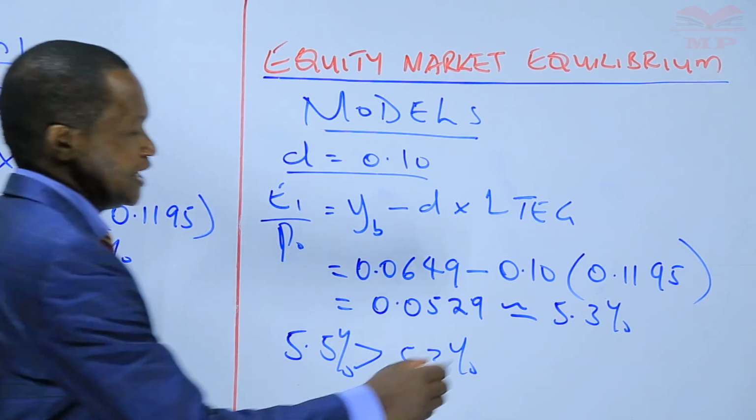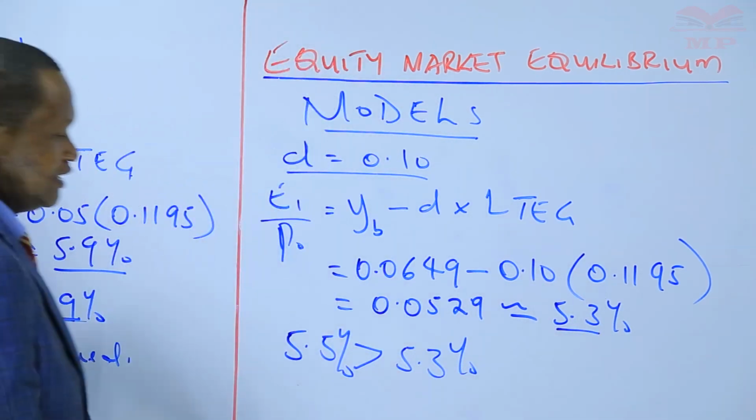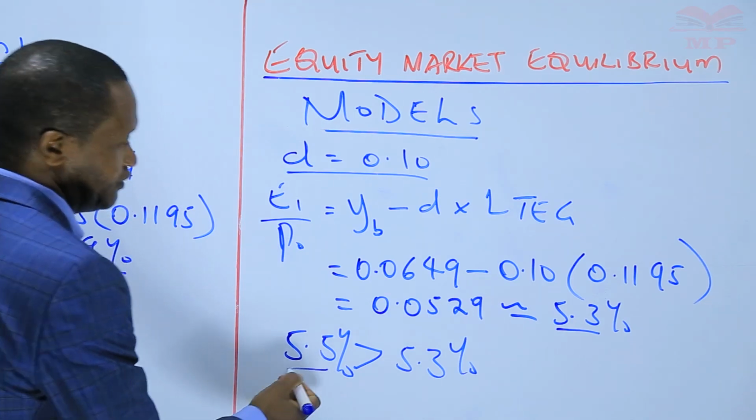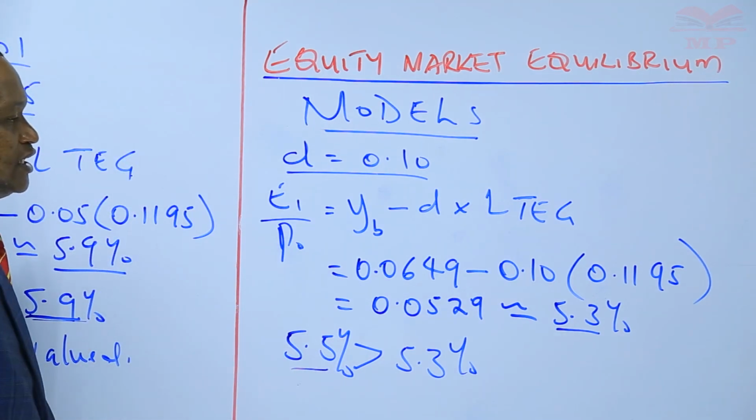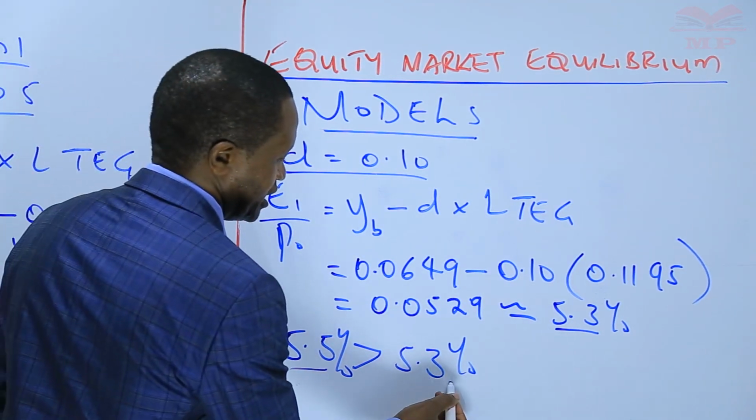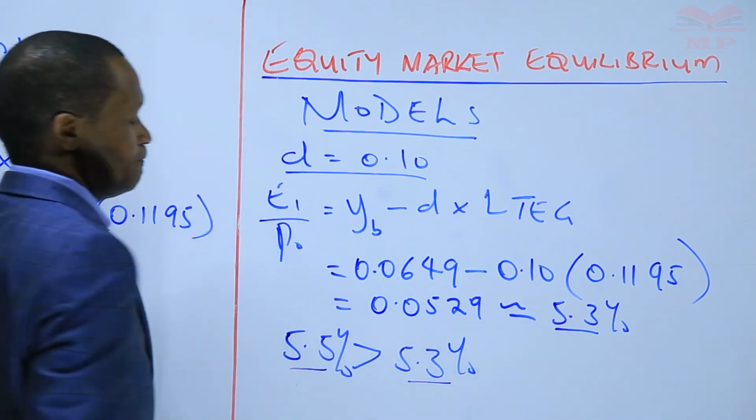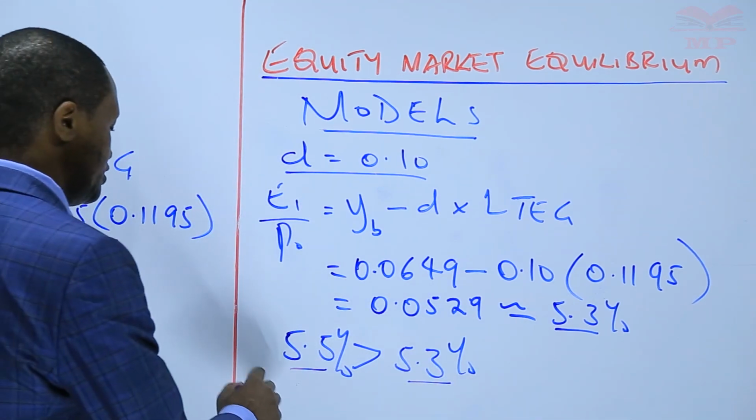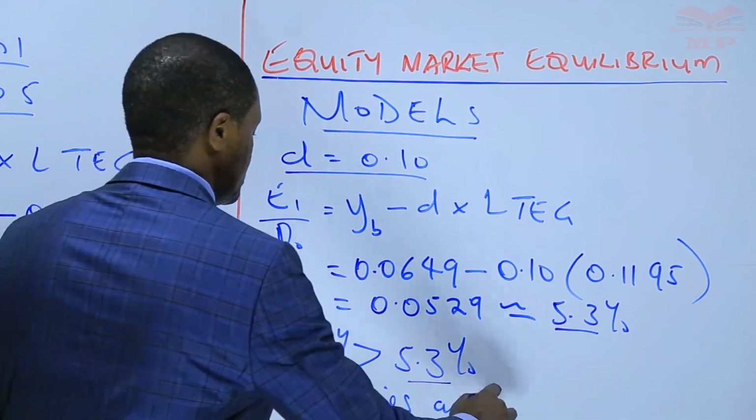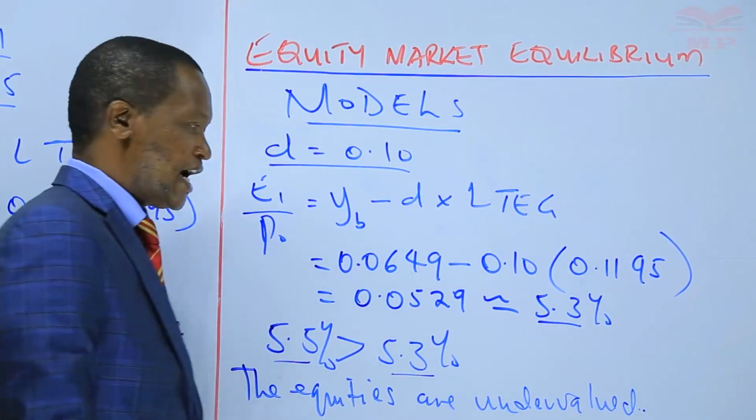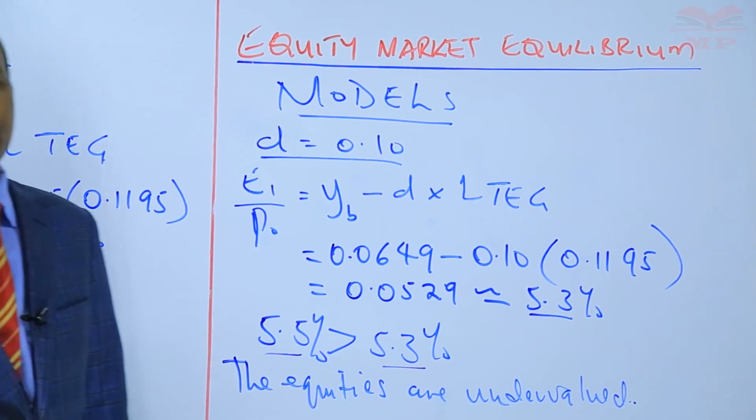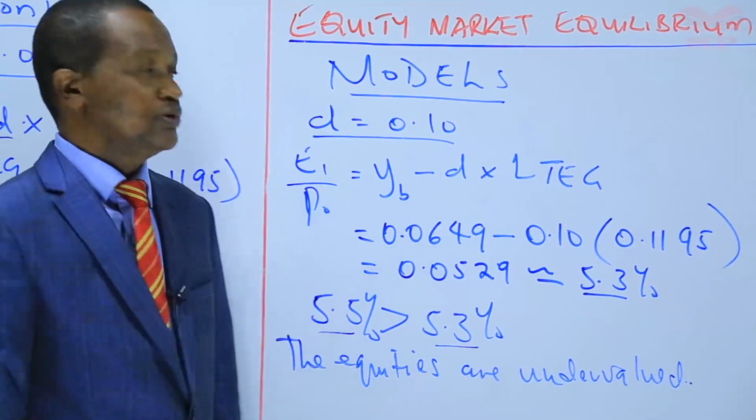These equities are undervalued because from the market, the value is 5.5%, but when calculated using Yardeni's model, the equities are valued at 5.3%. Therefore, the equities are undervalued.